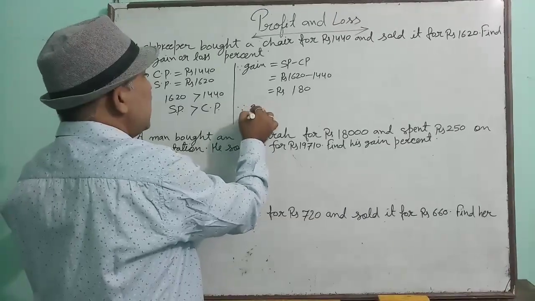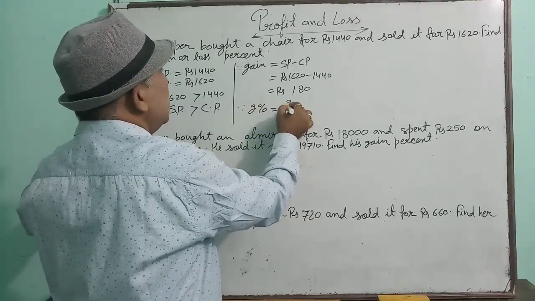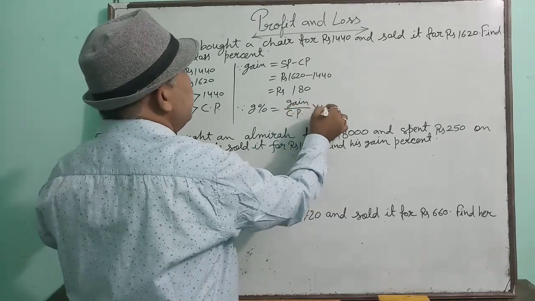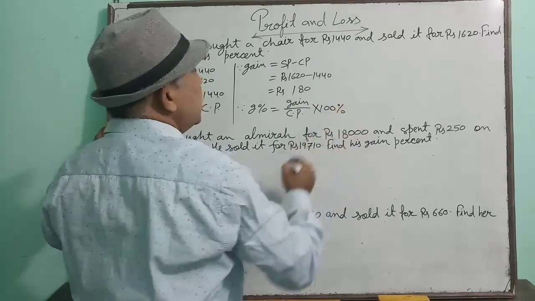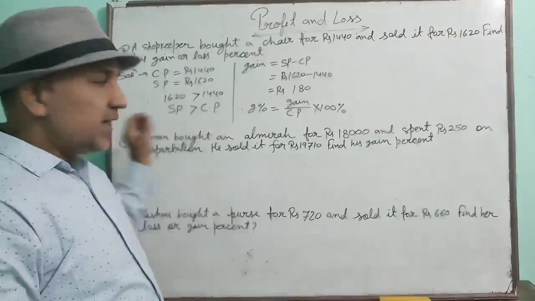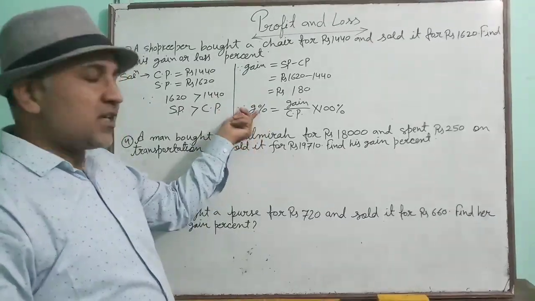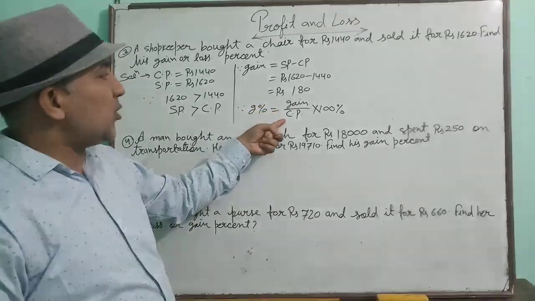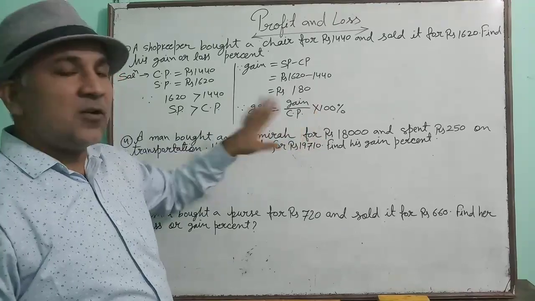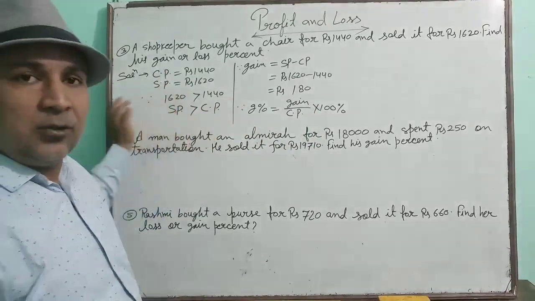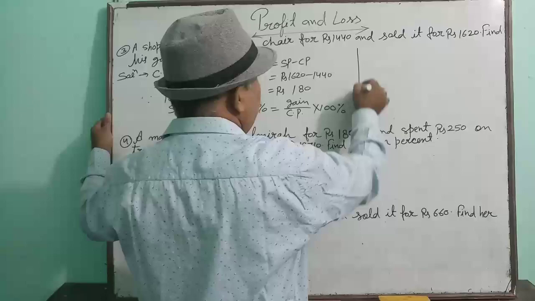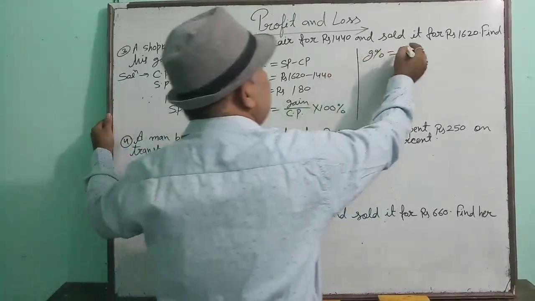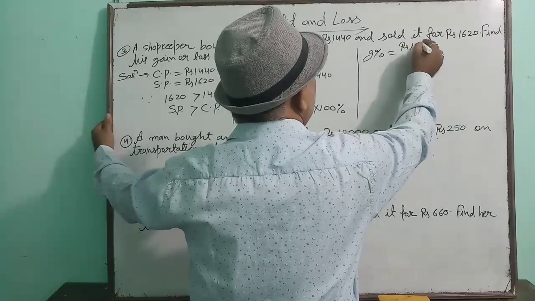So what is the formula for gain percent? Gain percent formula is gain upon CP into 100%. Gain means profit, so gain percent means profit percent. So profit percent is equal to profit upon CP into 100. That is the formula we have read. Now put the value and calculate it. See here, what will be the gain percent? Gain is rupees 180.